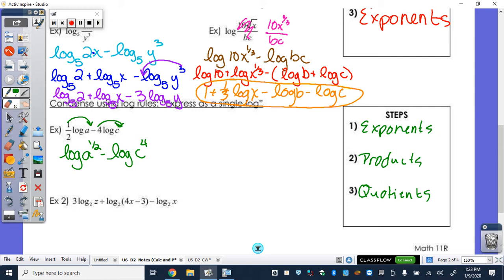So I would have log of a to the 1/2 minus the log of c to the 4th. And then because I'm subtracting there, what's actually happening? Division. So it's the log of a to the 1/2 all over c to the 4th. You may see on some problems where they turn it back into a radical around the a. Either one is fine.